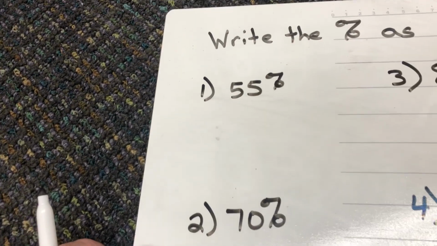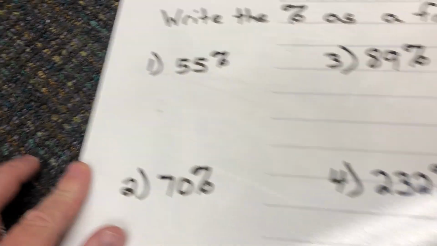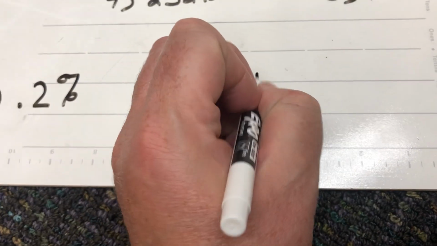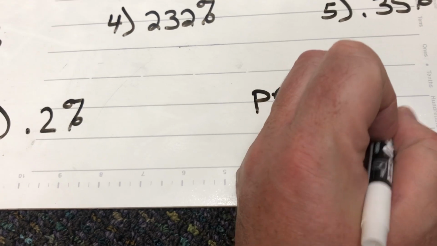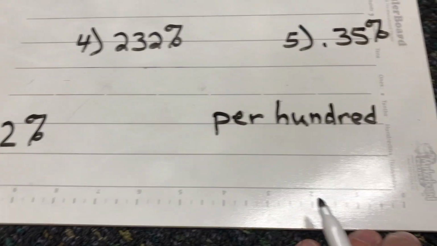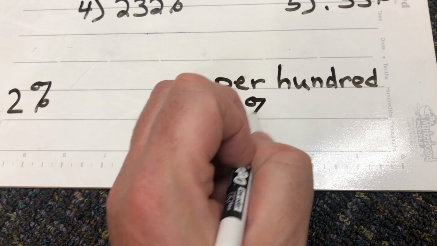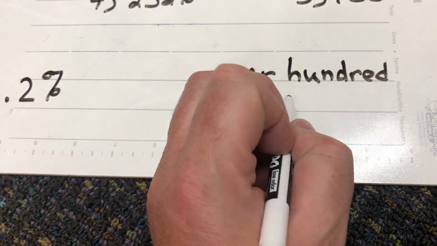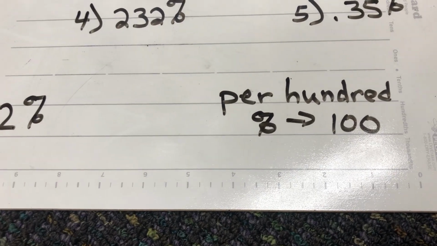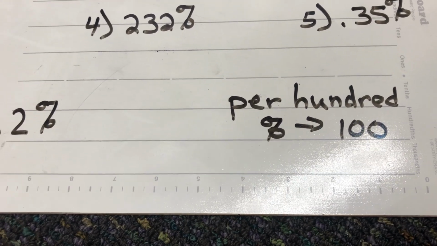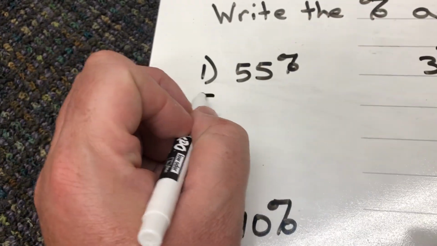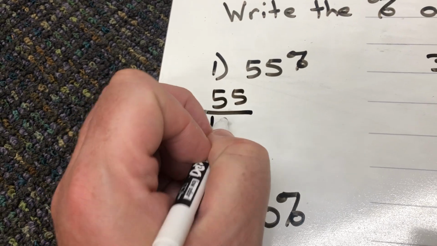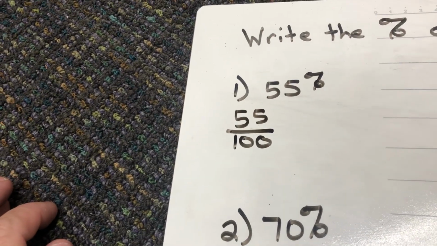One of the things that is important to remember when it comes to percent is anytime you see percent, you need to understand that percent means per 100. So whenever we talk about percent, and that's the symbol for percent, we're talking about the number 100. Percent is always based on the number 100. So if I have 55%, I need to understand that that's 55 out of 100.